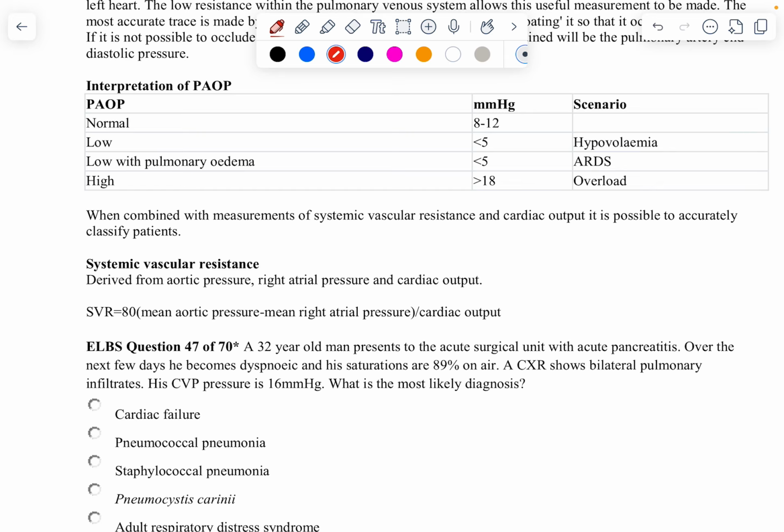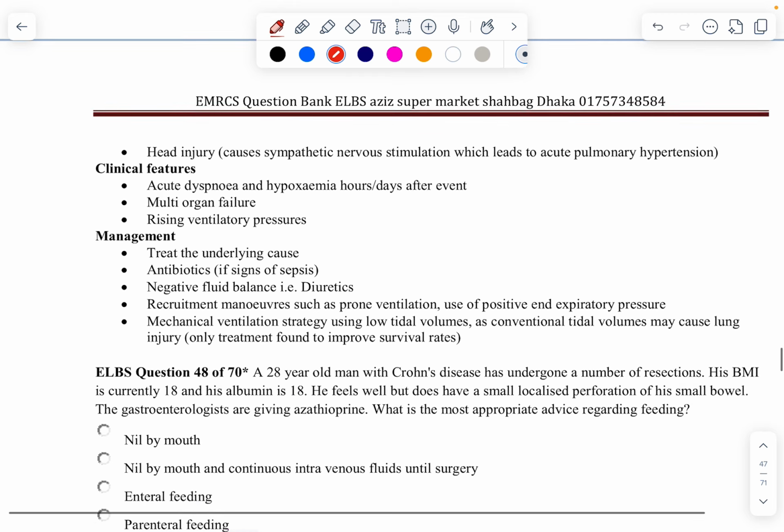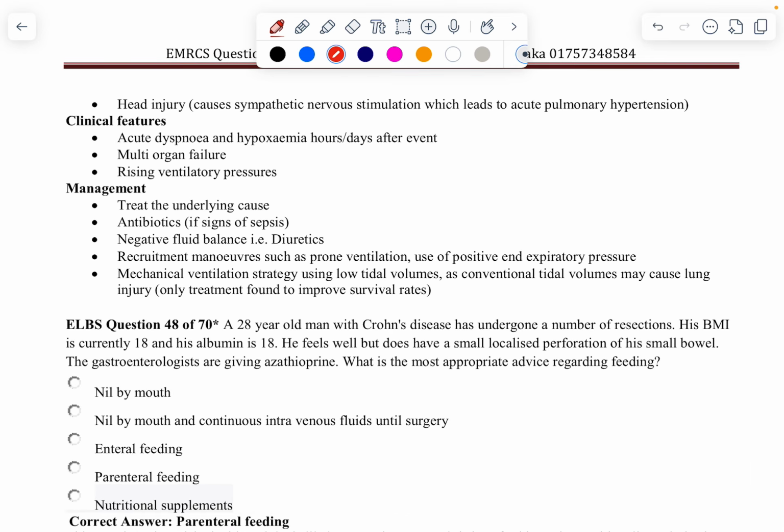A man on a surgical unit over the next few days becomes dyspneic with desaturation, and chest X-ray shows bilateral infiltrates. CVP is 16. Acute respiratory distress syndrome. A 20-year-old man with Crohn's disease has undergone a number of resections. BMI is low, 18. Localized perforation of the small bowel. Giving azathioprine, most appropriate operative advice.